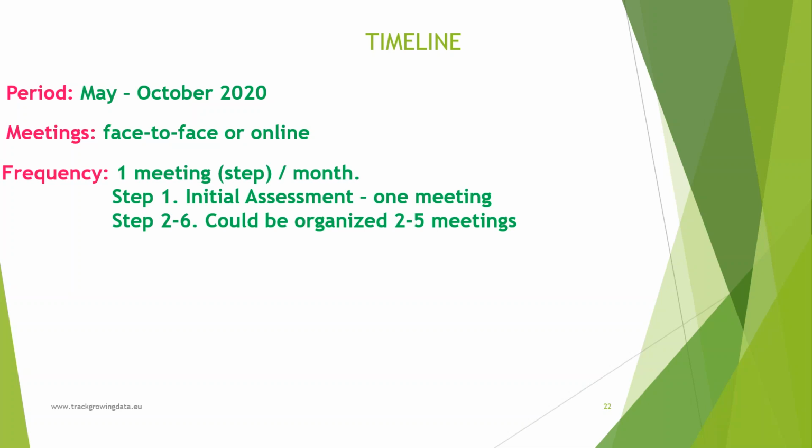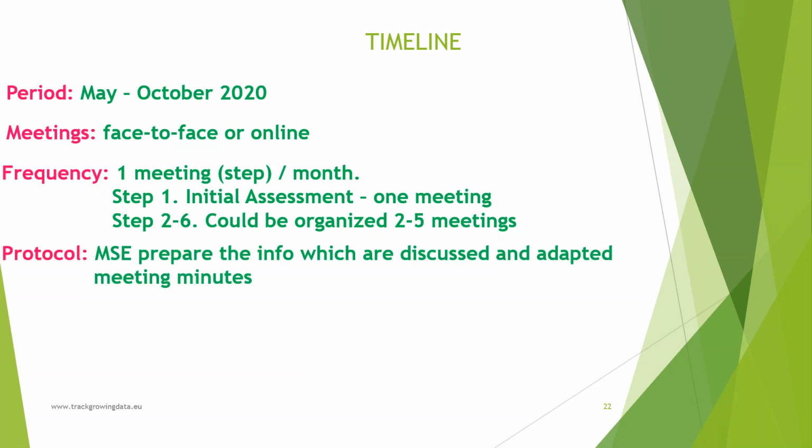It should be designed as one meeting, one step per month. Our recommendation is that the first step, that initial assessment which you've seen, is quite complicated and gives you the first impression about your companies, what is inside the companies, so it should be in specific meetings. The rest of the steps, from 2 to 6, could be organized in as many as another 2 to 5 meetings, depending on your availability and, of course, on how complex that subject is for your companies.